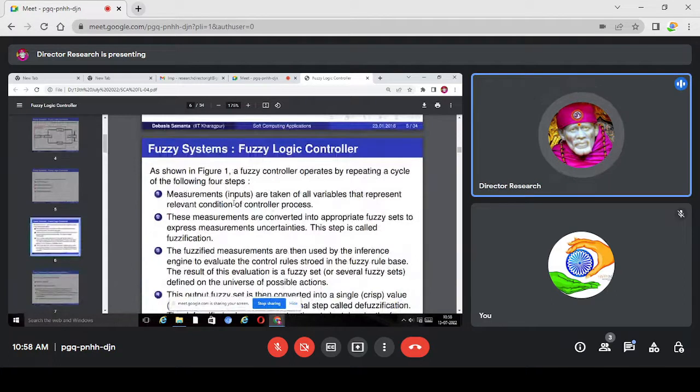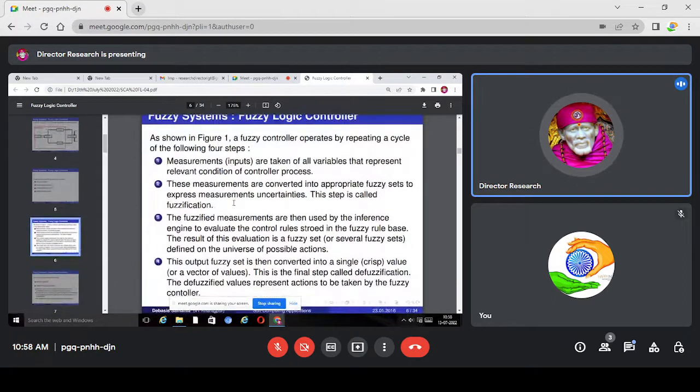The fuzzy logic controller operates by repeating a cycle of the following four steps. The first step is that measurements of inputs are taken of all variables that represent relevant conditions of the controlled process. The second step is that these measurements are converted into appropriate fuzzy sets to express measurements and uncertainties. This step is called fuzzification.